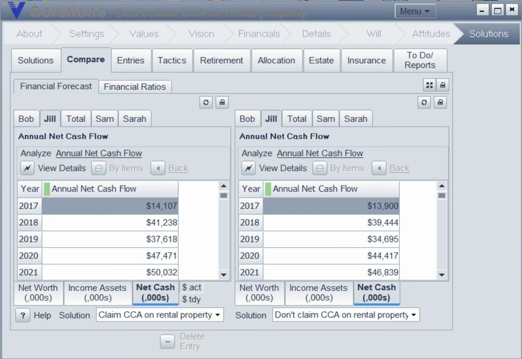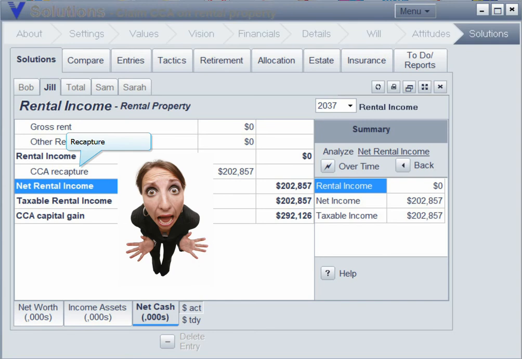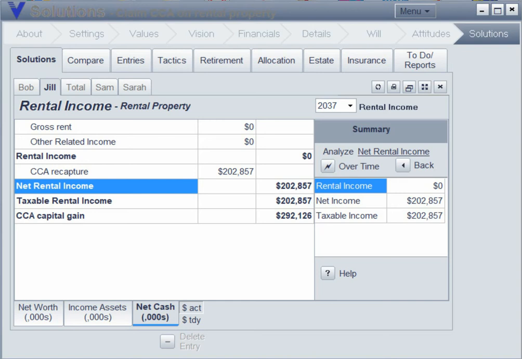But let's take a look and see what happens when she decides to sell the rental property 20 years down the road. So we can see here, 2037, the property's been sold, and there's something called recapture. Guess what? The building didn't actually depreciate in value, so you have to pay back what you deducted in the CCA. And that is actually included as rent in that year. So this is what Jill would have to claim on her tax return from the rent. But let's go and take a look at her actual tax return.